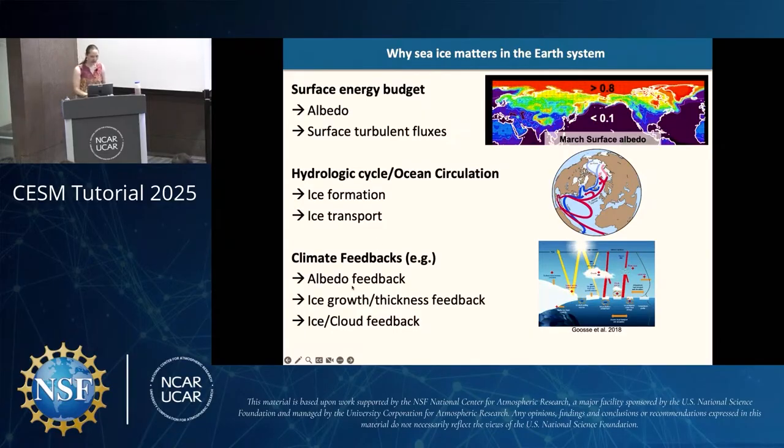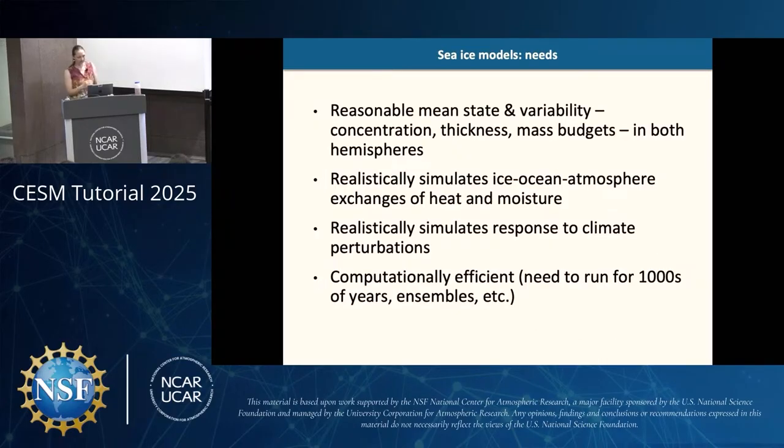And then the last thing I wanted to point out is that it's really important for a number of climate feedbacks. I just have a couple examples here. This is not exhaustive. But it's really important for the albedo feedback. There are ice growth thickness feedbacks, and then there are ice cloud feedbacks as well. So you can't just entirely ignore it. So what do we need for a sea ice model in something like CESM? The first thing is that we want a model that creates reasonable mean state and variability. This means the concentration, thickness, and mass budgets of the sea ice, and it has to do that in both hemispheres.